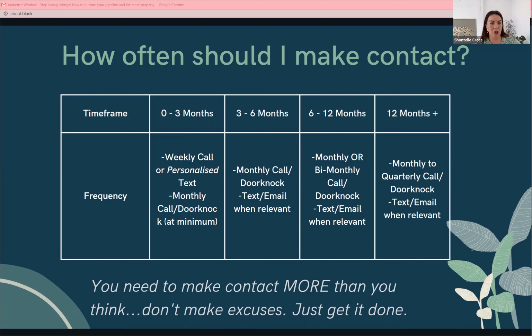And it doesn't have to be, and it shouldn't be, in a way that looks like you're trying to list the property tomorrow, because we know they're not listing. So trying to encourage, force, push, however you want to phrase it, them to come to market, or ask them, hey, are you ready yet? It just looks desperate, and no one wants that. So you need to make more contact than you think. Don't make excuses, just get it done.